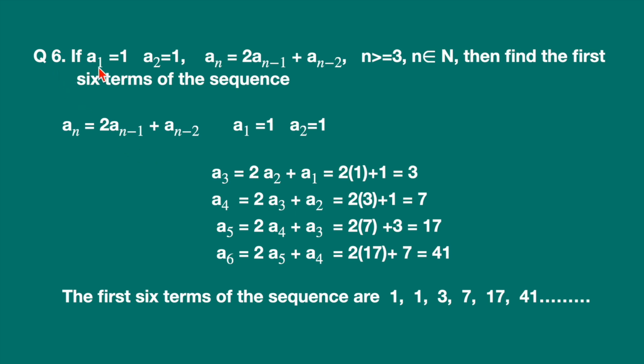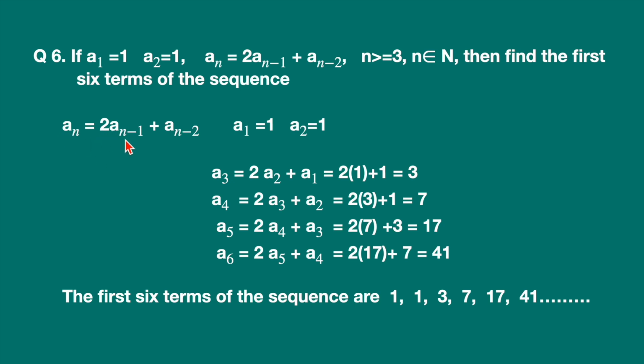Question 6. If a1 is equal to 1, a2 is equal to 1 and an is given by 2 times an minus 1 plus an minus 2, if n is greater than or equal to 3, n belongs to N, then find the first 6 terms of the sequence. So here they have given us a1 and a2. a1 is equal to 1, a2 is equal to 1. Now a3, we are going to use this formula. So what is a3?